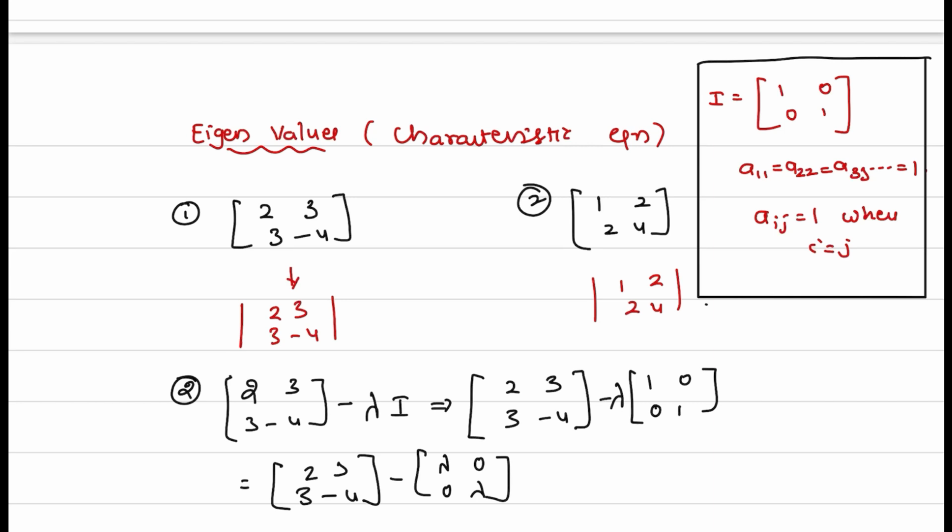As I explained in vectors, matrices are also vectors. We cannot add the numbers just like that. We have to add or subtract these two numbers separately, and these two numbers separately. This gives 2 minus lambda, 3 minus 0 is 3, 3 minus 0 is 3, minus 4 minus lambda.